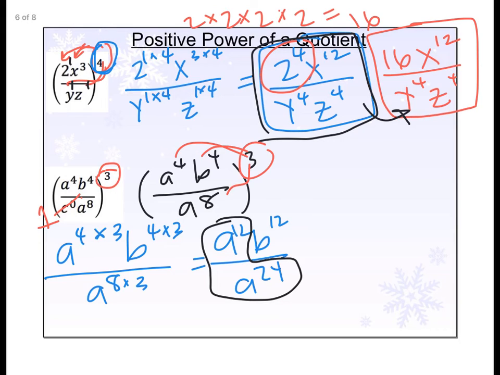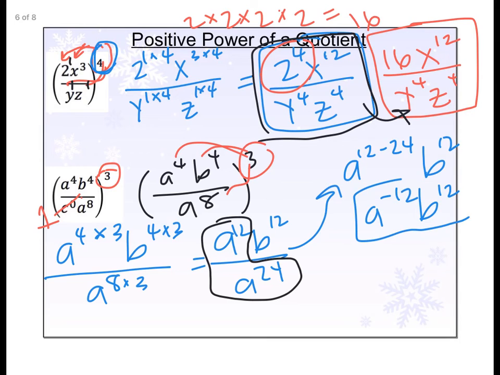Now I need to simplify my a's here. I don't want to have 2 a's written in my final answer. That tells me that I can simplify if there is. So my next step would then be, when I have the a's on top and bottom, I would subtract them. So I'd have a to the 12 minus 24, b to the 12, which gives me a to the negative 12, and then b to the 12. So here's where I end up.